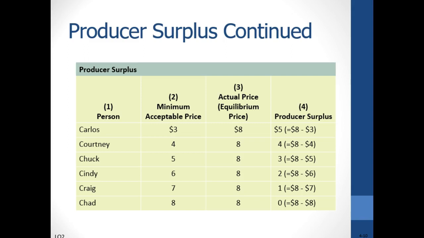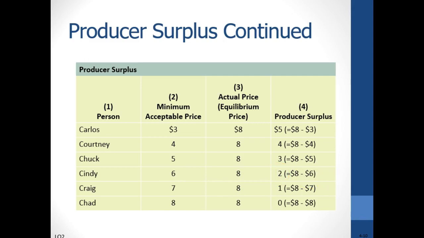If the price that they receive, the equilibrium price, is greater than the minimum acceptable price, then they would have a surplus. So let's look at Carlos. If they receive the equilibrium price of $8, which is the actual price, and the minimum acceptable price was $3, Carlos has received a $5 producer surplus. If we look at Cindy, $8 actual price, $6 minimum acceptable price would produce a $2 producer surplus.